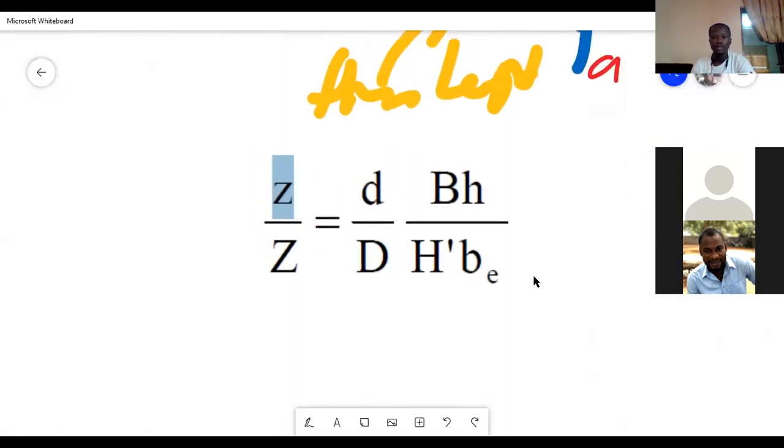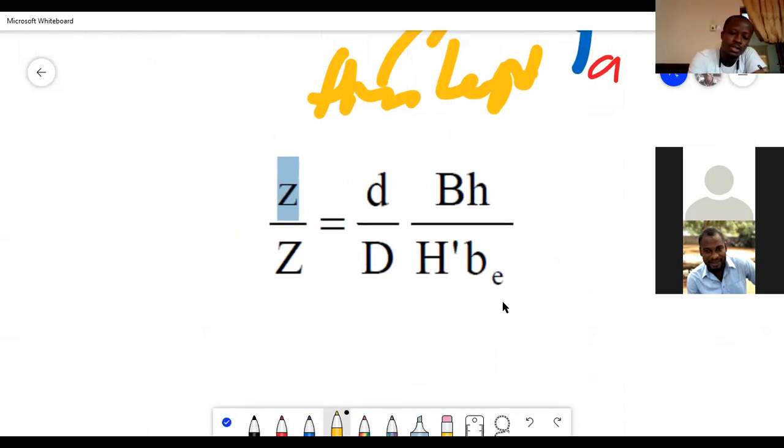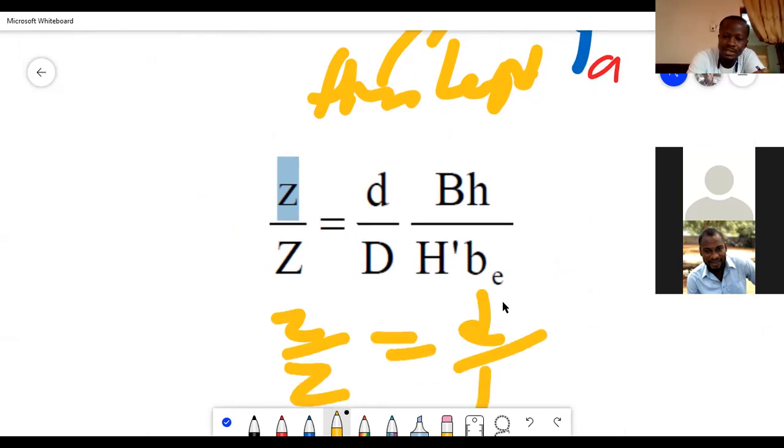Okay, so when you look at this relation, you will see that Z over Z should be equal to D over D. All things being equal, what it means is that the vertical scale is equal to the horizontal scale. So horizontal scale is distance on map over distance on ground, distance on image space over distance on ground space.